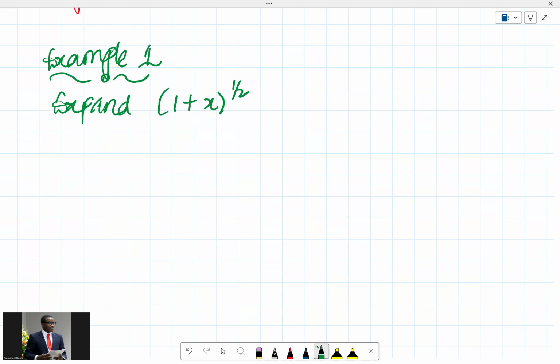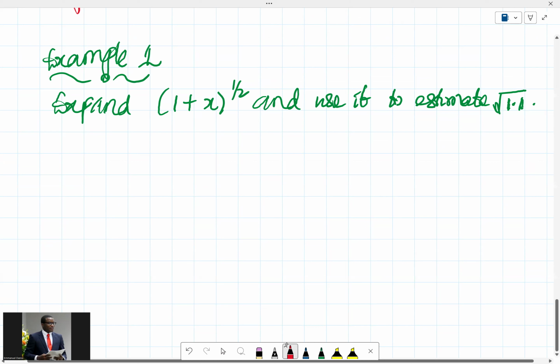Absolutely, Pascal's triangle cannot do this, and the normal binomial formula can also not do this. So what do we do here? Expand 1 plus x raised to the power half and use it to estimate square root of 1.1, that is 1.1 raised to the power half. So we do this and then we use it to estimate square root of 1.1. Let's see how that works.